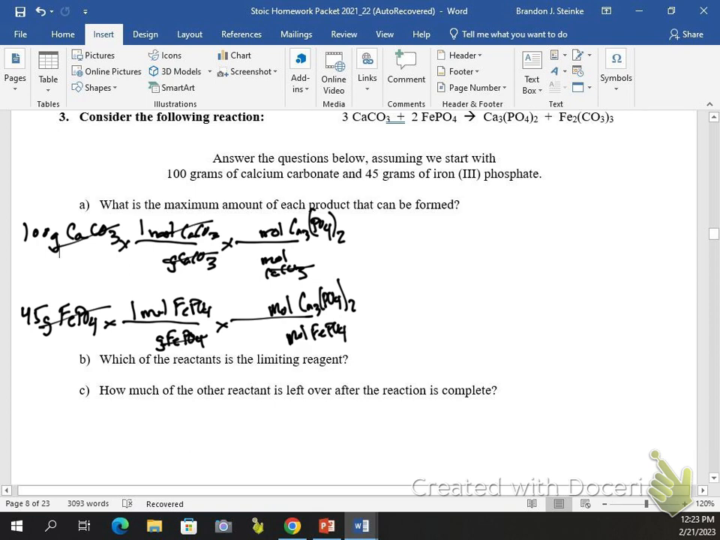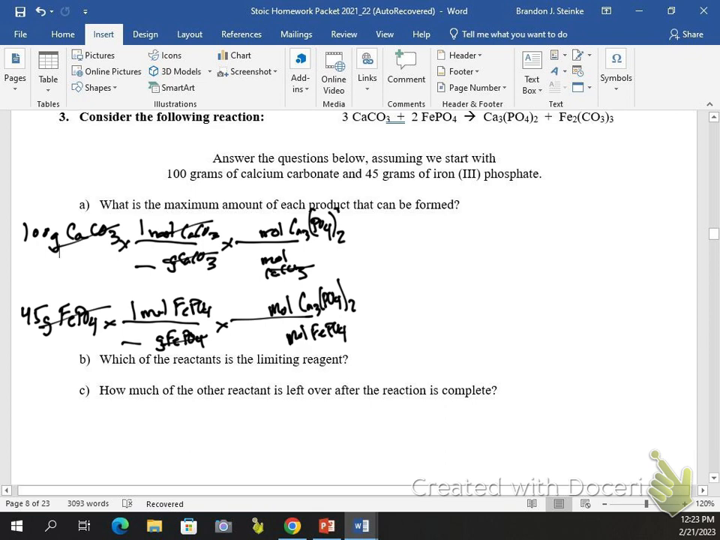Okay, so here's your setup that you should have. I got some empty spots in there that you should know how to fill in, right? How do you fill in my first step? What goes in those blanks? Molar mass of each one of those should go on top and bottom. The molar mass of calcium carbonate, the molar mass of iron phosphate. Okay, that's another concept, right?